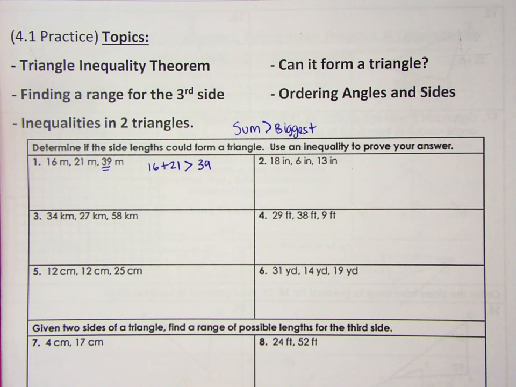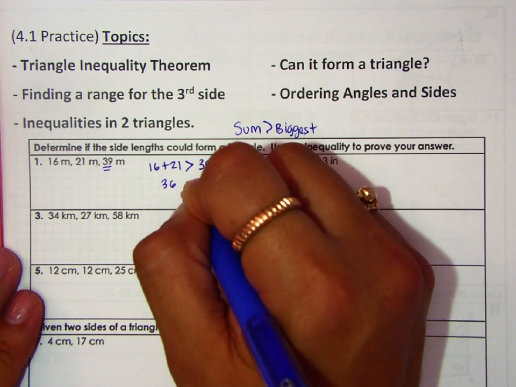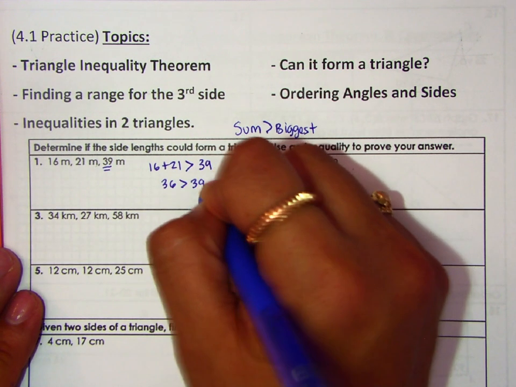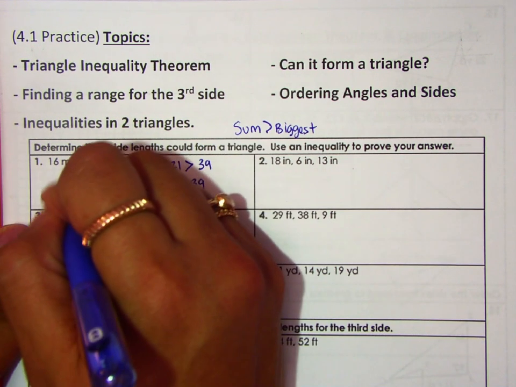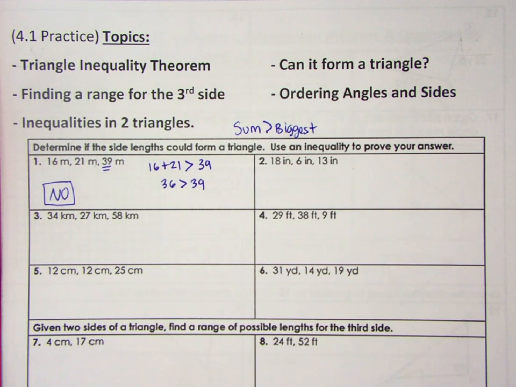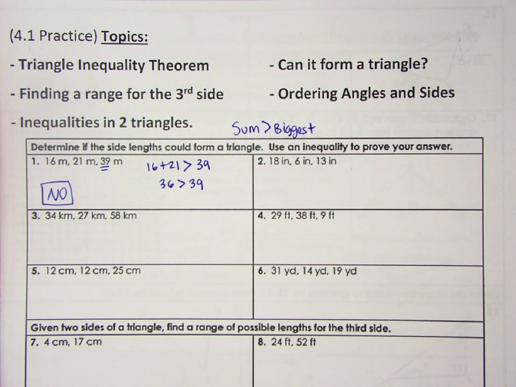If you add 16 plus 21, that results in 37. And then if you compare it to 39, 37 is not greater than 39. So the answer for this is no. You cannot create a triangle with these three side lengths. So practice that on these other problems.